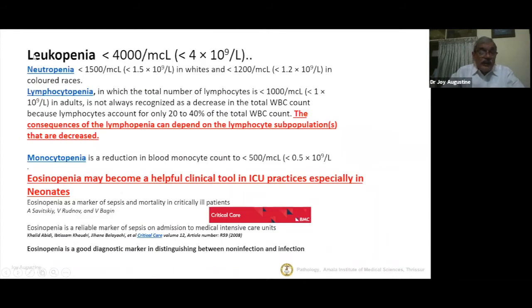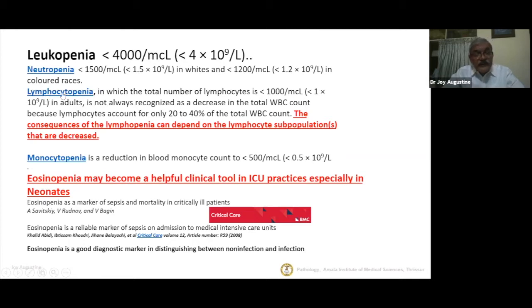Now, what is leukopenia? We won't go into the definition, it's written here. Neutropenia is less than 1,500, and below 500 per cubic millimeter is very bad. Generally, patients with such a count develop fungal septicemias. Lymphocytopenia is very, very important nowadays. Eosinopenia also is becoming very important.